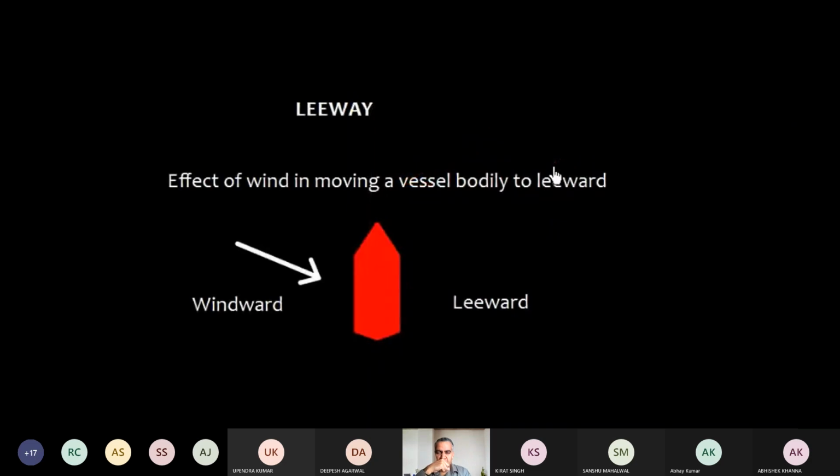Let me explain about leeway. Well, leeway is the effect of wind in moving a vessel bodily to a leeward side. Now, you may be wondering what is leeward side. Suppose the wind is coming from this direction and this is the vessel. Then this direction is called windward side and this direction is called leeward side.